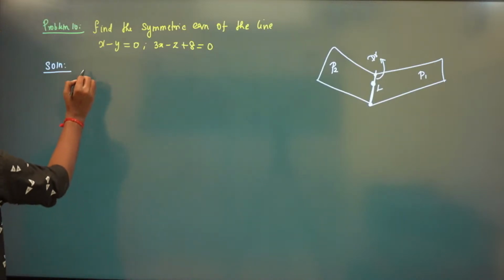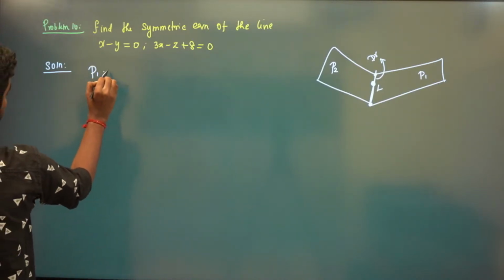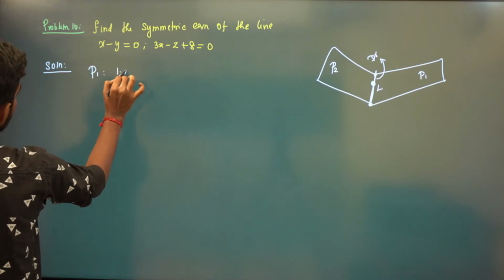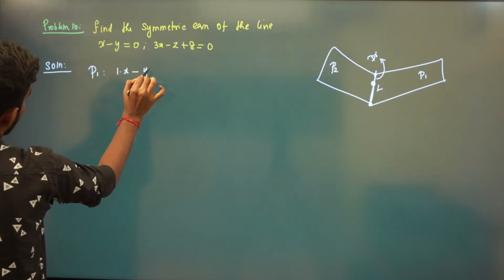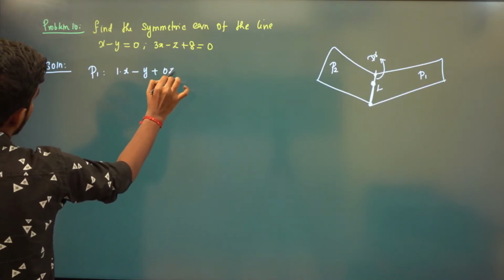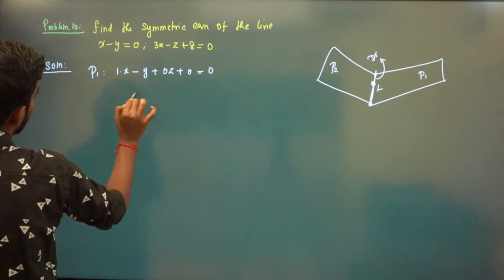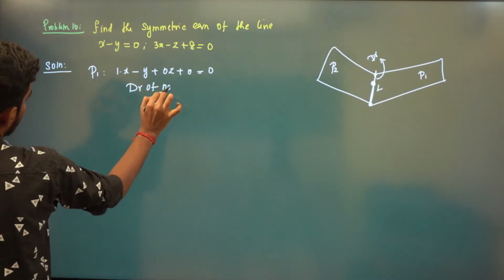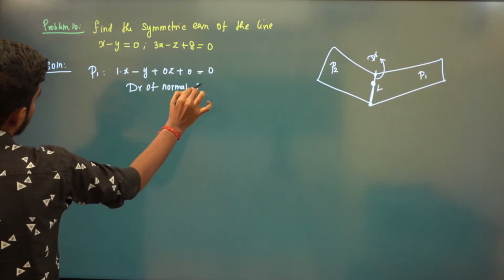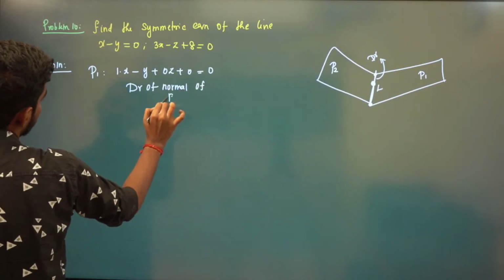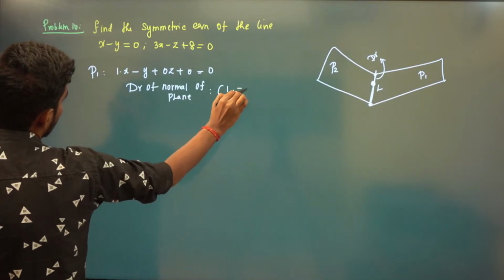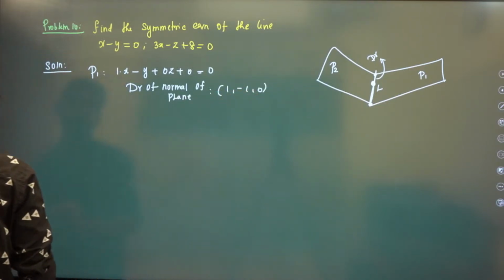See, we have two planes, right? So P1 is, just try to write this as Ax plus By plus Cz plus D is equal to 0. What is the direction ratio of the normal of this plane? What is the direction ratio of this normal? Which is 1 comma minus 1 comma 0.